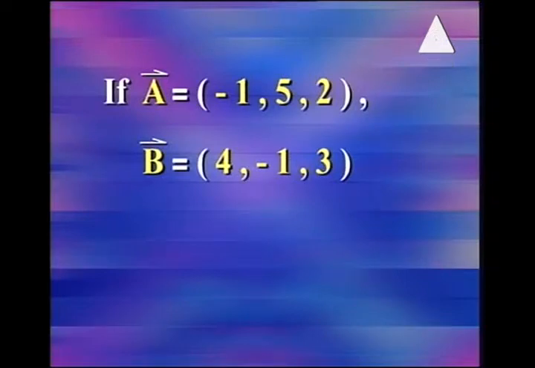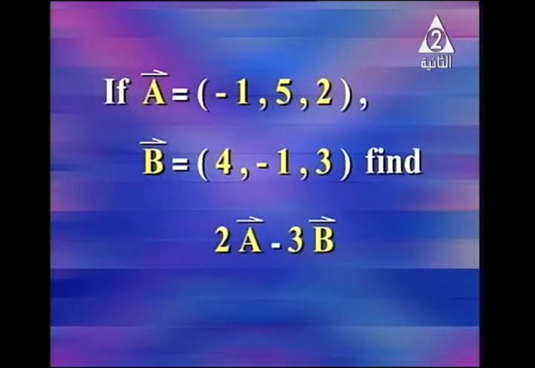Example. If we have A vector negative 1, 5, 2, B vector 4, negative 1, 3, find 2A vector minus 3B vector. Remember, dear student, 2 and negative 3 belong to R. A vector and B vector belong to R3.